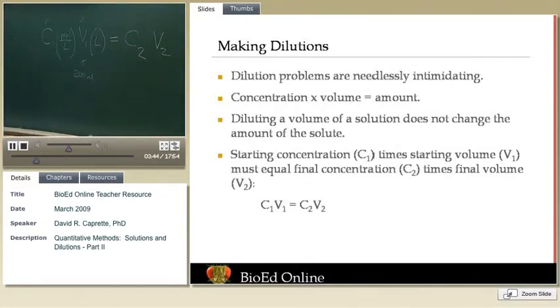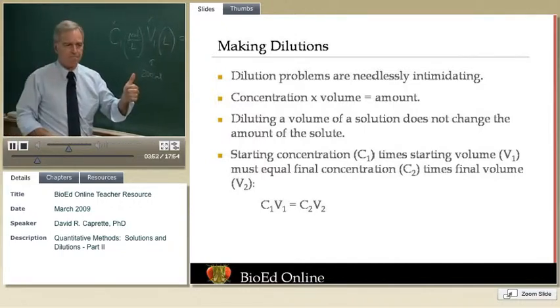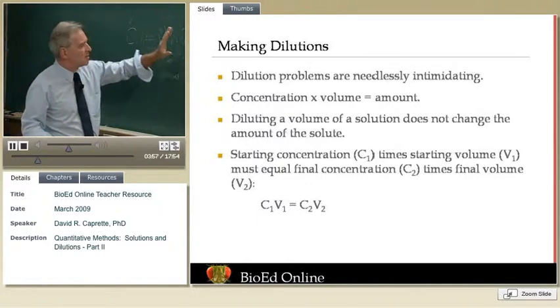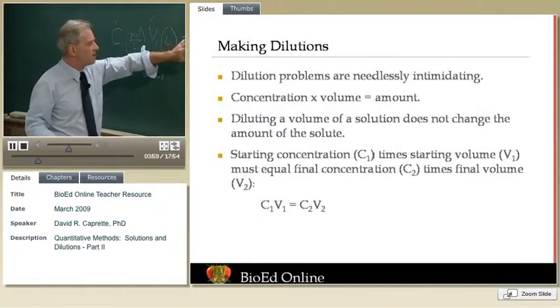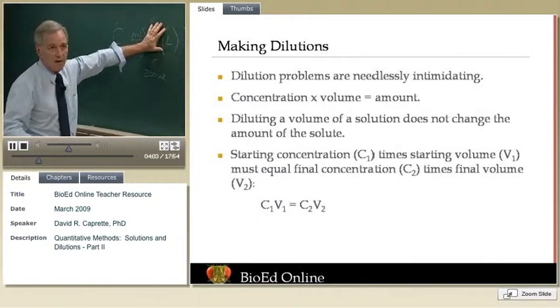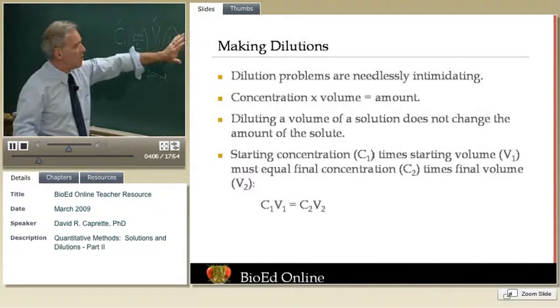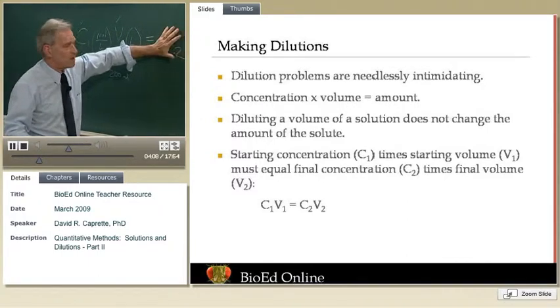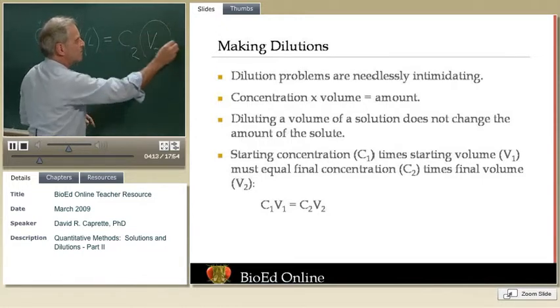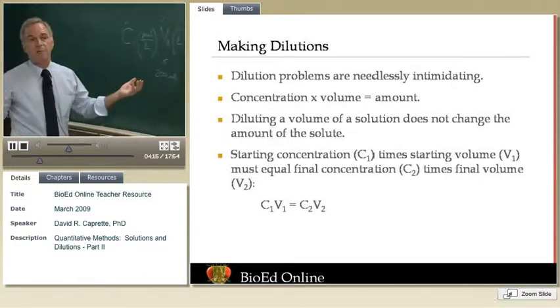What we have to do when we set up a problem is decide what we know and what we are trying to find out. So if we're taking a known volume of stock solution of known concentration and we want a desired final concentration, we know C1, the initial concentration, we know V1, the initial volume, we know C2, our final concentration, and all we need to determine is V2. I'll give you an example.